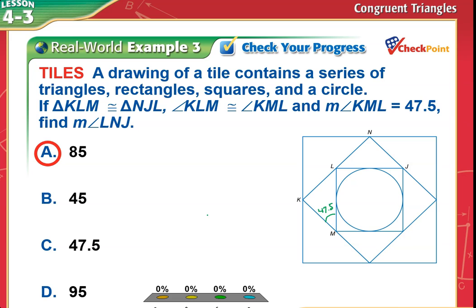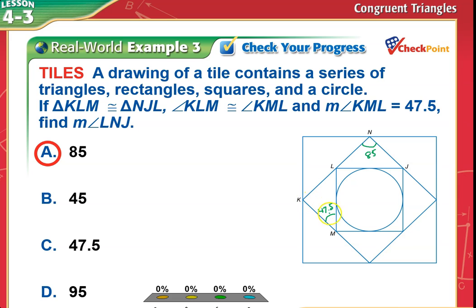Okay, and the measurement of L and J is 85 degrees. Let's see how we can figure that out. So L and J is this angle right here that we need to find, and they're saying that that's 85 degrees. Okay, let's see what we know.